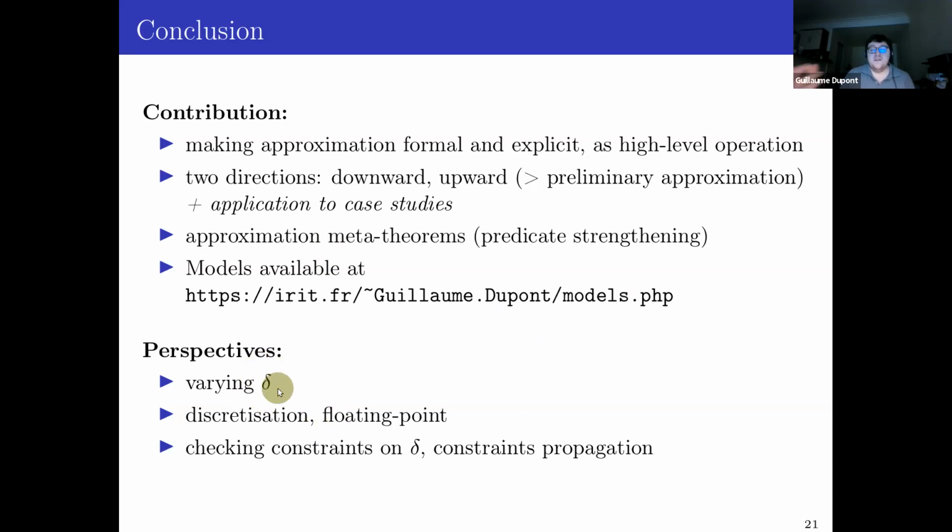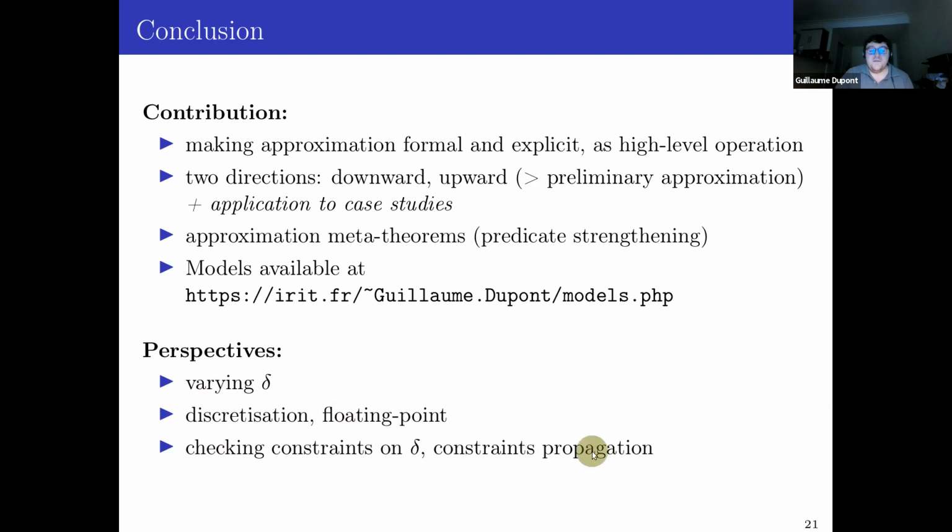Right now, delta is a constant, but it could be a variable. I think this is also a possible start for discretization and floating points, because discretization is basically modulo zero crossing and Zeno problems. Discretization is basically approximation. The problem is finding delta and finding the correct way of using schemas.